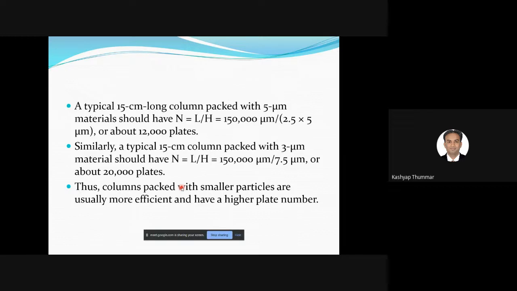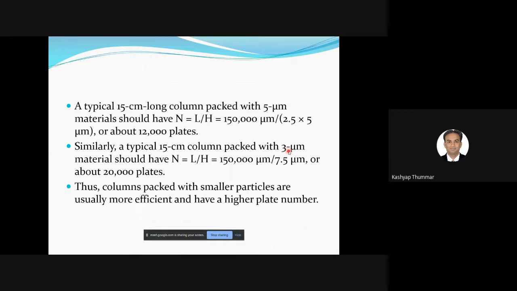Similarly, a typical 15 centimeter column. Just observe this, I am only reducing the particle size. The same column having 3 micron material has N equal to L upon H, so it is 20,000 plates. I am just reducing 5 micron to 3 micron. Students, we are giving some more highlights into this term, because based on this, a new technique is derived. 5 micron is HPLC, and below 3 micron the plate number is increased.